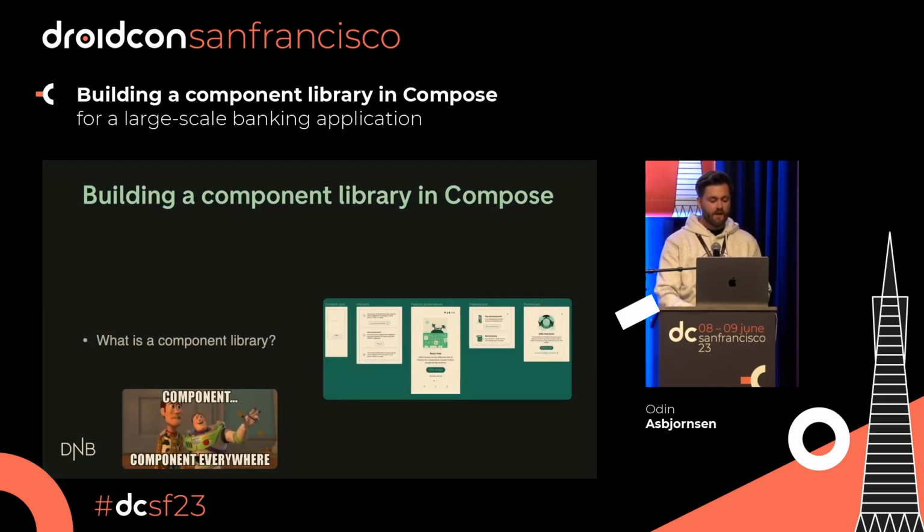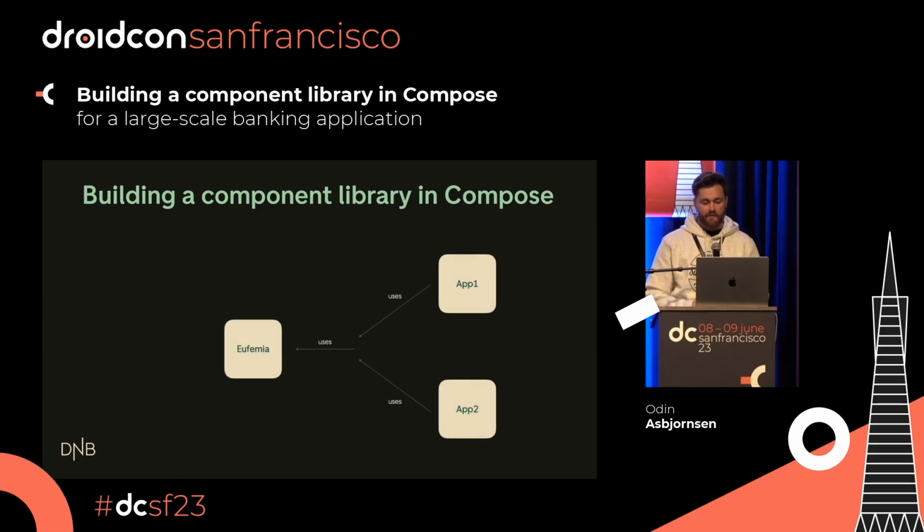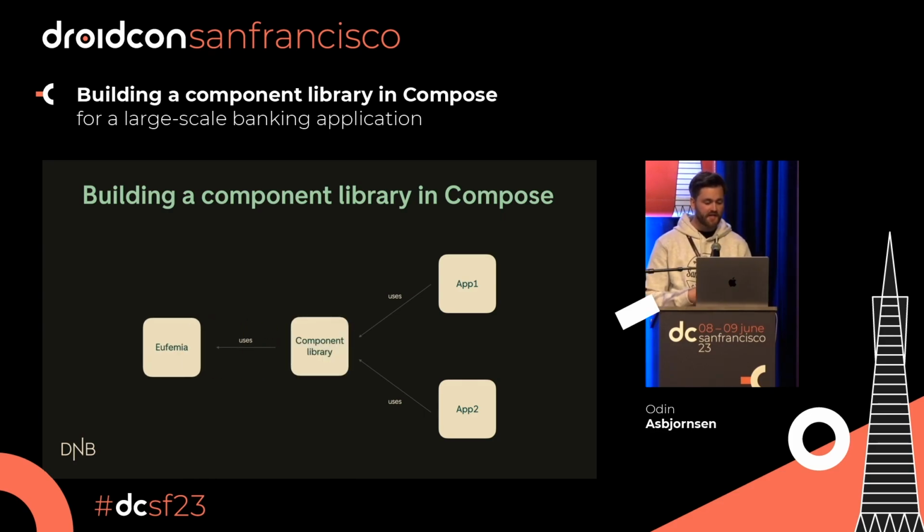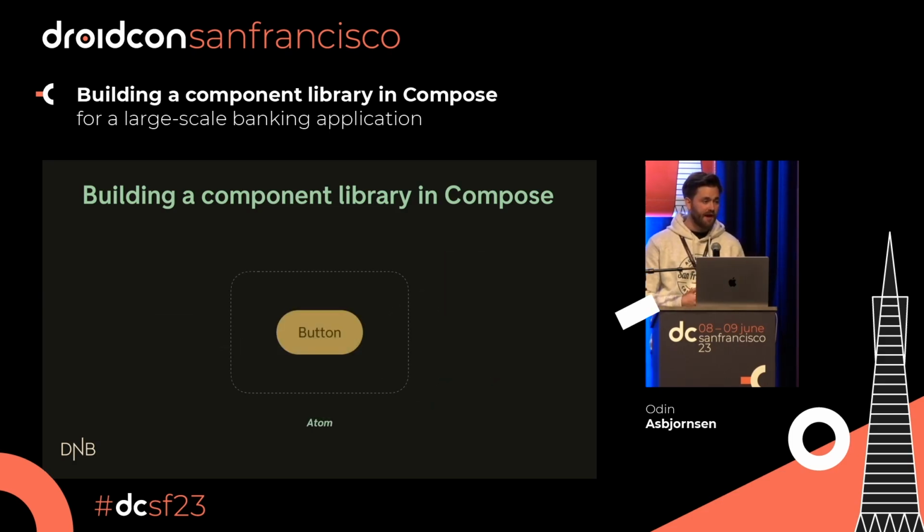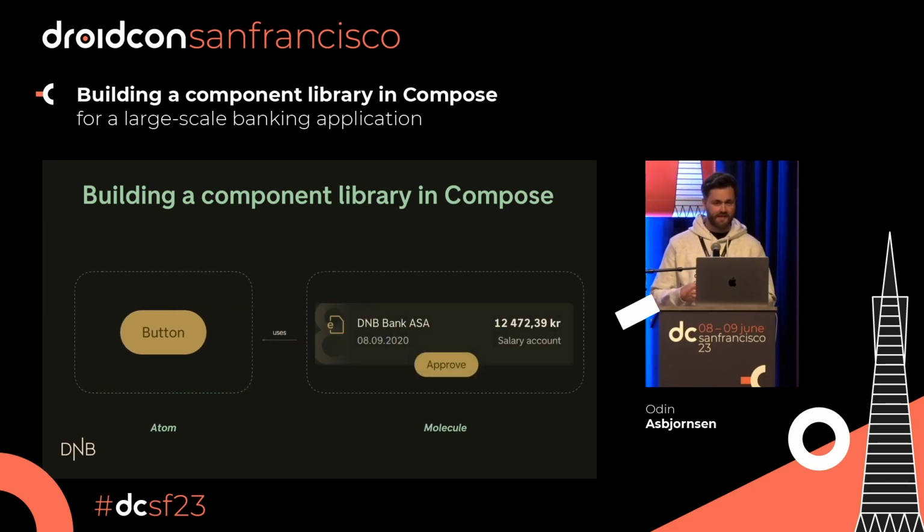So then what actually is a component library, right? If I go back to the architectural diagram that I showed in the start, we had our apps depending on Euphemia directly like this. So what I mean by a component library for us was just an abstraction between Euphemia and these applications. So for instance, if you have something called an atom like this, and it was used in a broader context, which the designers here called molecule, and some designers might have called this an organism, but our designers call this a molecule at least.